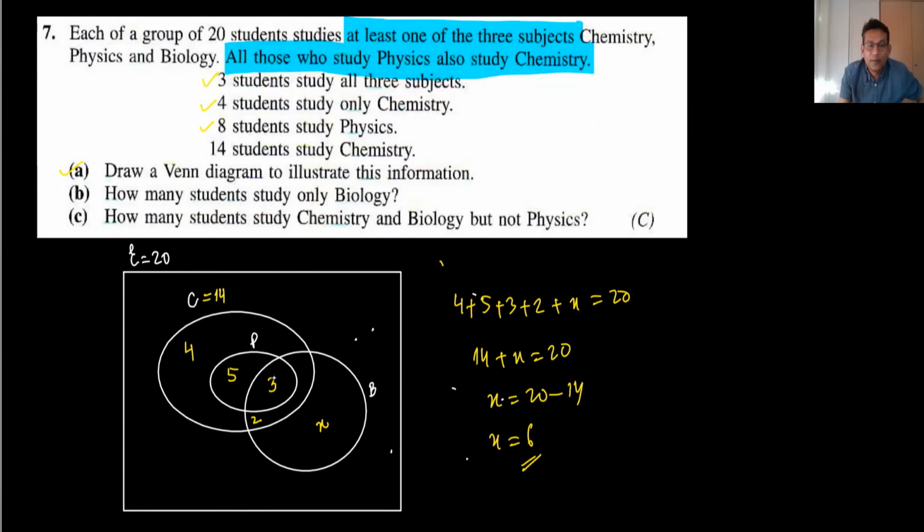Okay, this was part B. This was part A: how many students study chemistry and biology but not physics? First of all, we have to decide this area actually. Chemistry and biology means we are talking about this area and this area. Chemistry and biology but not physics means we have to include this area. We need this area and this area, and because of not physics I have to remove this. So this area is having only 2, which is the right answer, I think. 2 is the right answer.